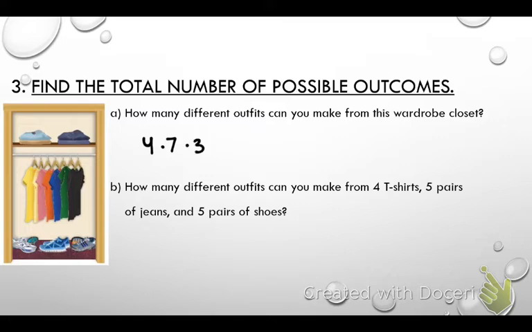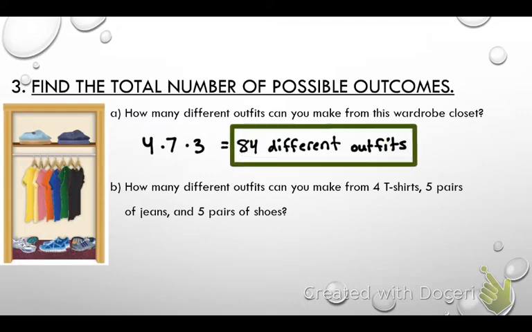3. Now let's do some mental math. Remember, according to the commutative property, you can switch these numbers around. So let's multiply the 4 and the 3 together. What's 4 times 3? 12. Then what's 12 times 7? 84. So our correct answer is 84 different outfits. Now, if you couldn't do that with mental math, you of course do have a calculator, but I would like us to use mental math whenever we can. So the correct answer is 84 different outfits.